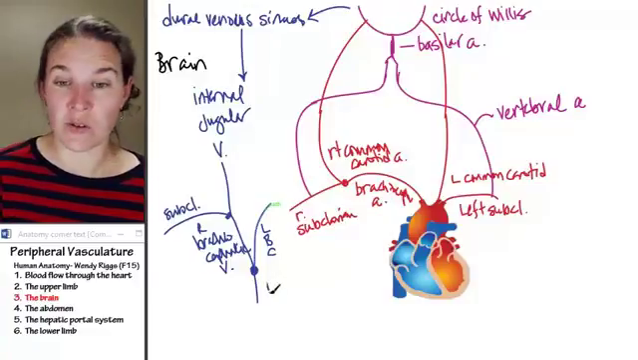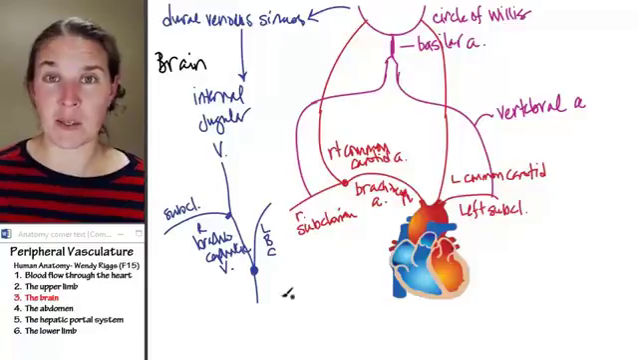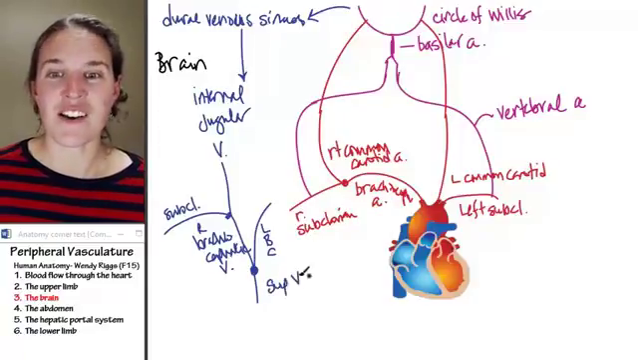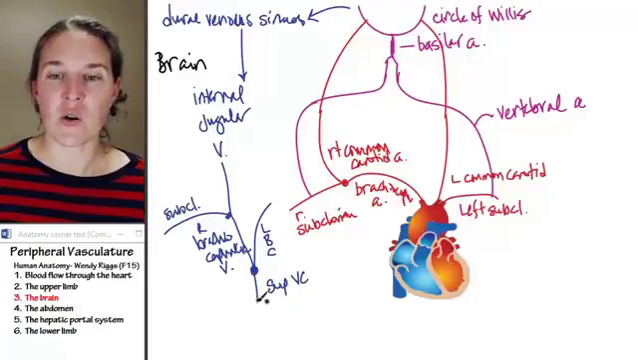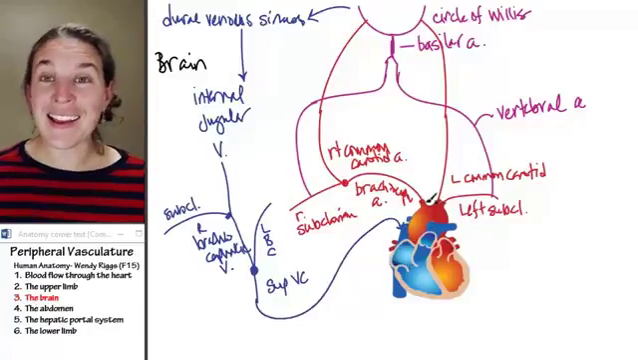This is review. Why do I do that? That's like the second time I've done that, or maybe the 9 millionth time. Superior vena cava, which is right here, and then we're back.